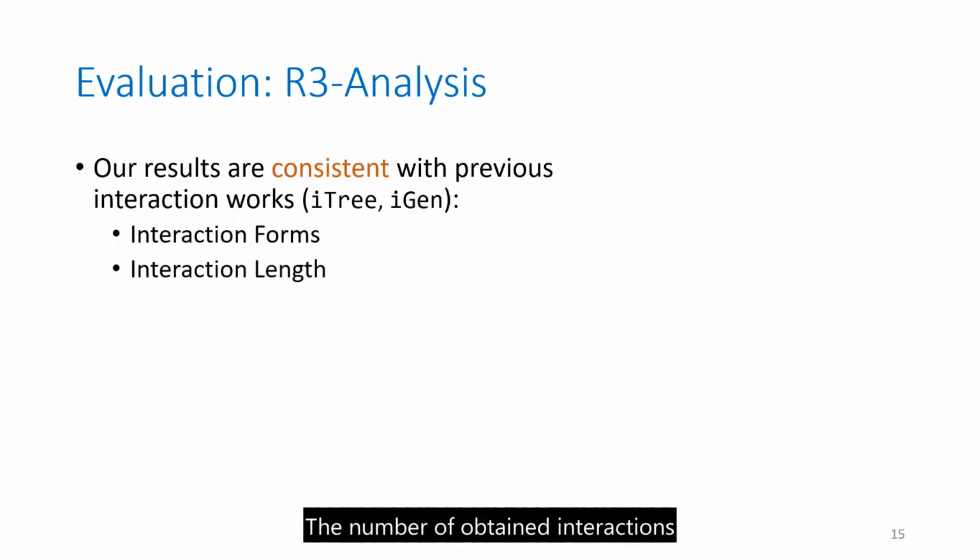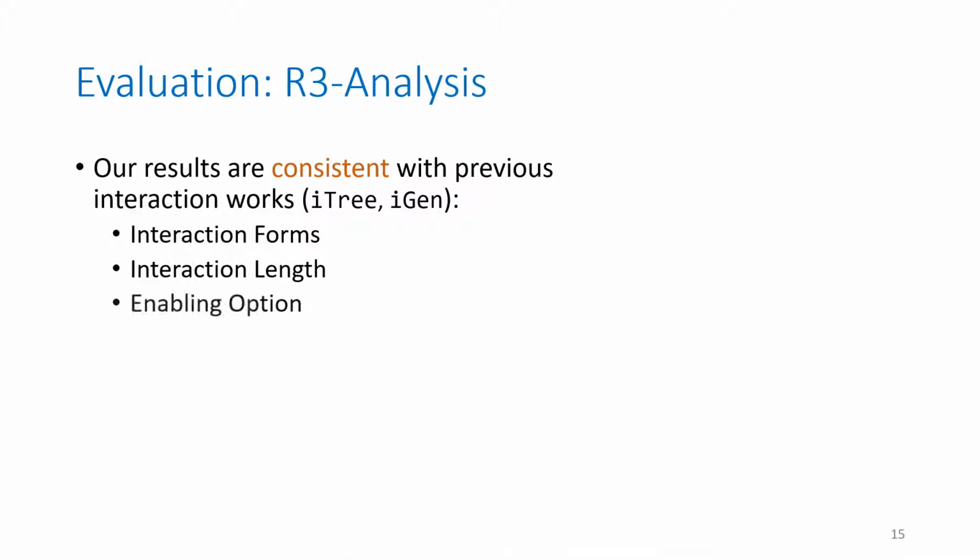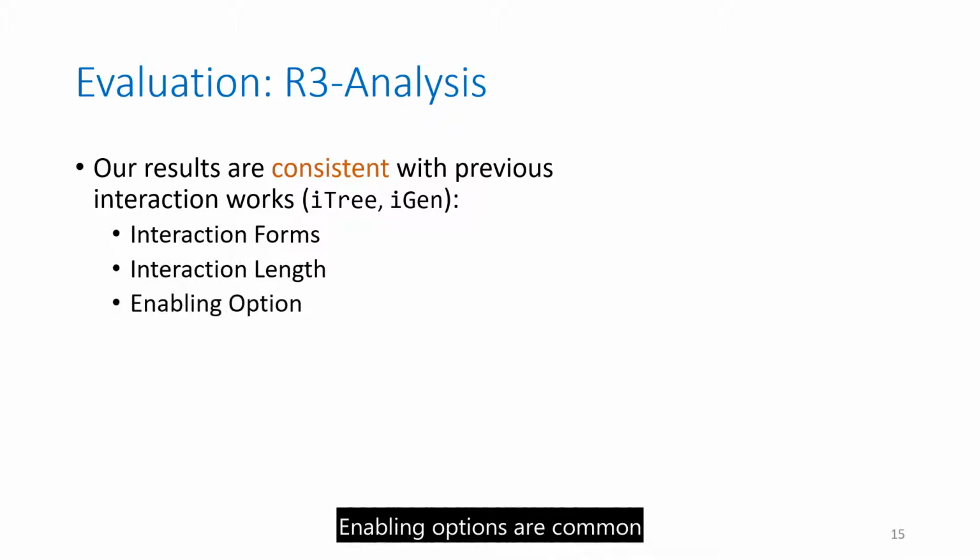The number of obtained interactions is far fewer than the number of possible interactions, and they are relatively short regardless of the config space size. Enabling options are common and can be found in most programs.